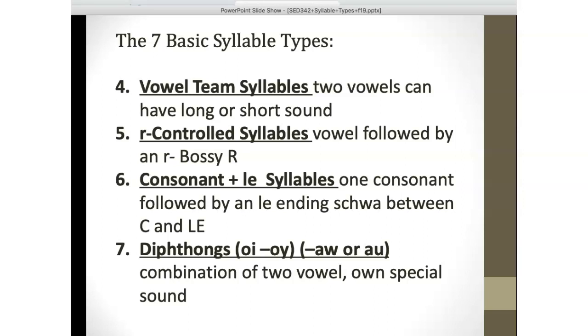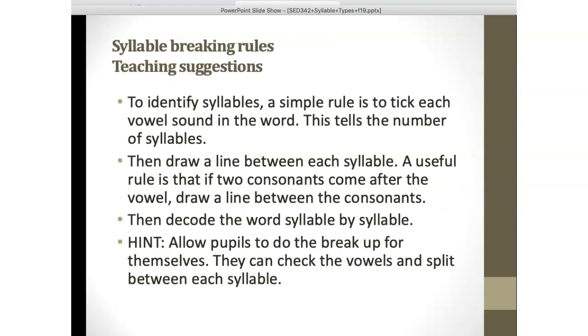Diphthongs are a combination of two vowel sounds, and they have their own special sound. So OI and OY both say oi, as in boy and oil. OI is always at the beginning of or in the middle of a syllable, and OY is always at the end. And that is true for AW and AU as well.